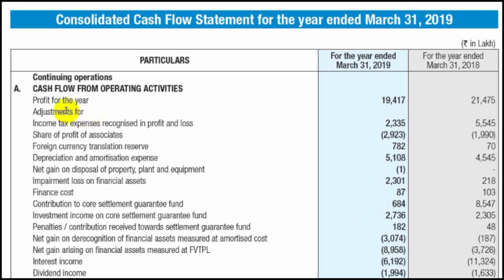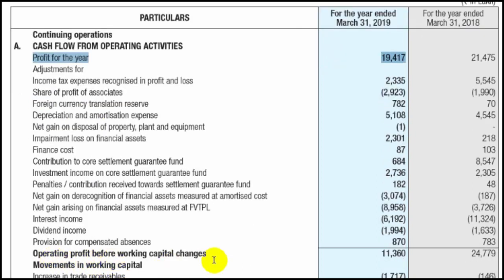Let us quickly go through the cash flow from operating activities in the cash flow statement of 2019. Here we see that the profit for the year in 2019 was 19,417 lakhs. So I'll convert all these values into crores. So the total profit for the year was 194 crores. After adjusting for non-cash expenses and non-operating incomes, we get the operating profit before working capital changes. I'll read out the main items which are in double digits. Out of this 194 crores of profits in 2019, 29 crores had come through profit from associates, that is through its subsidiary. So that has to be deducted.